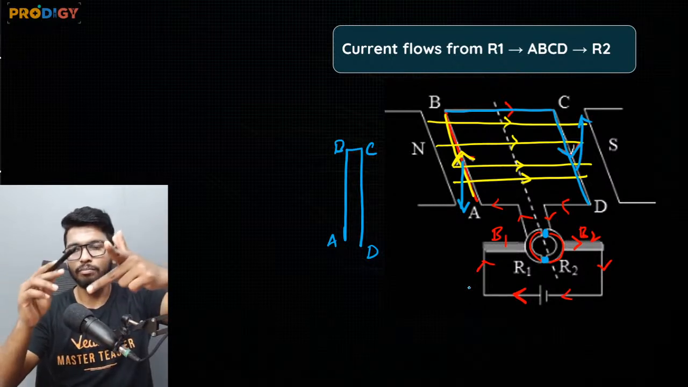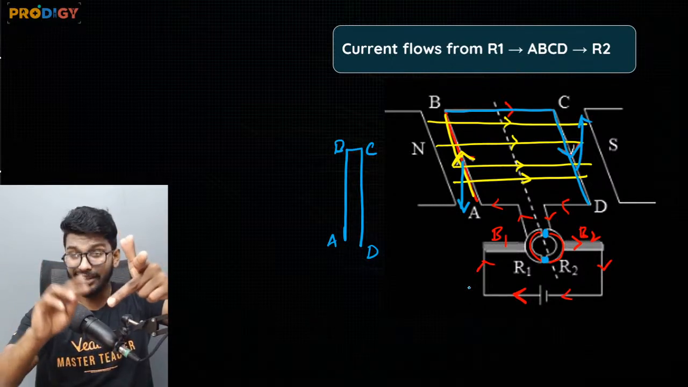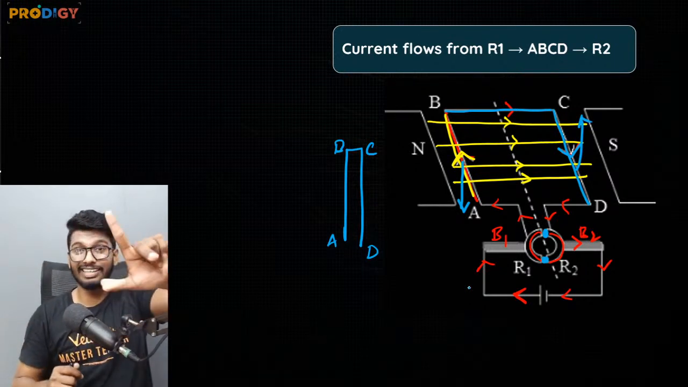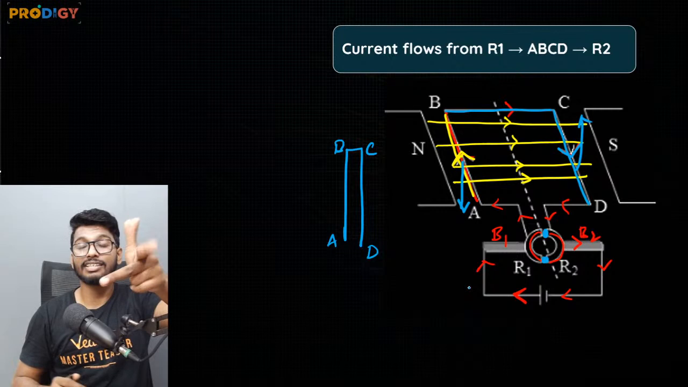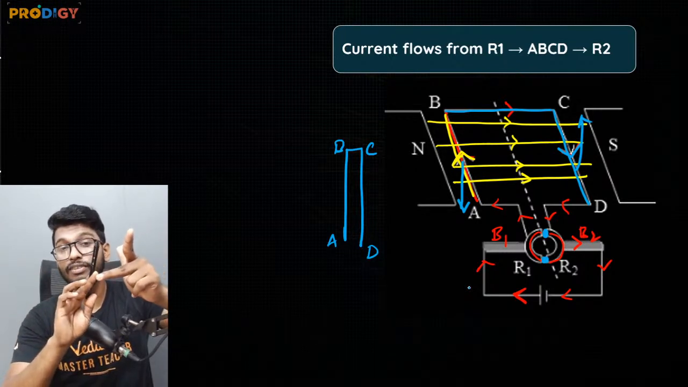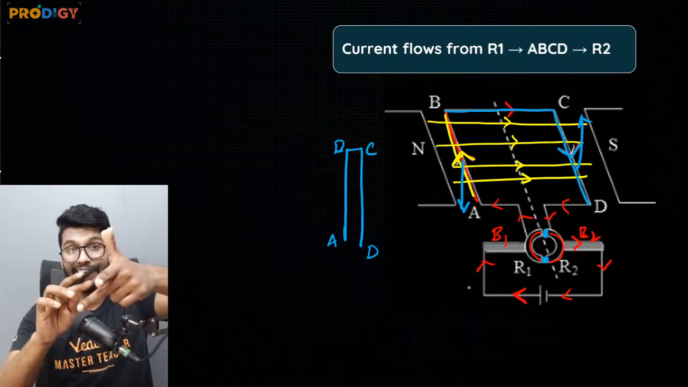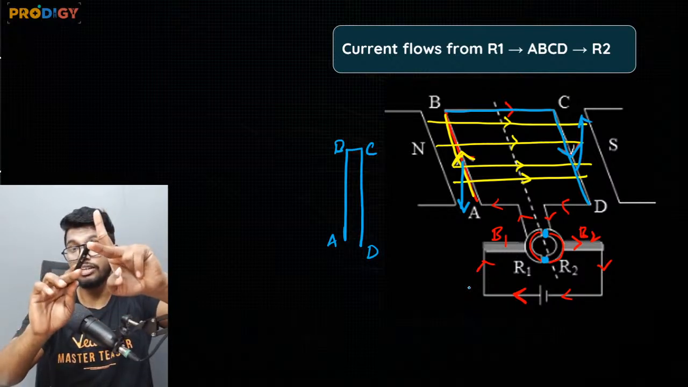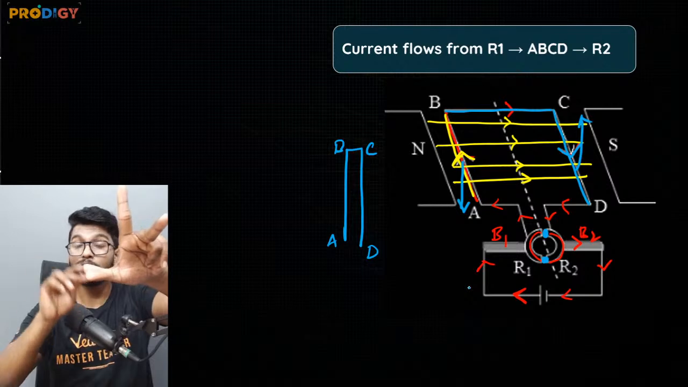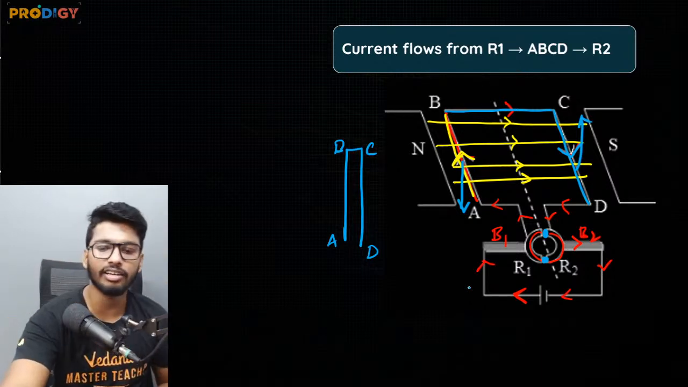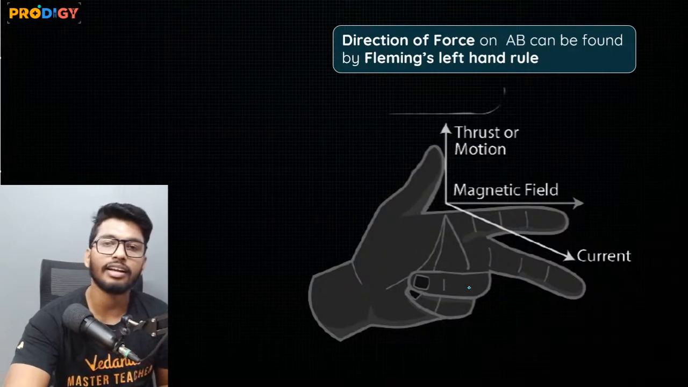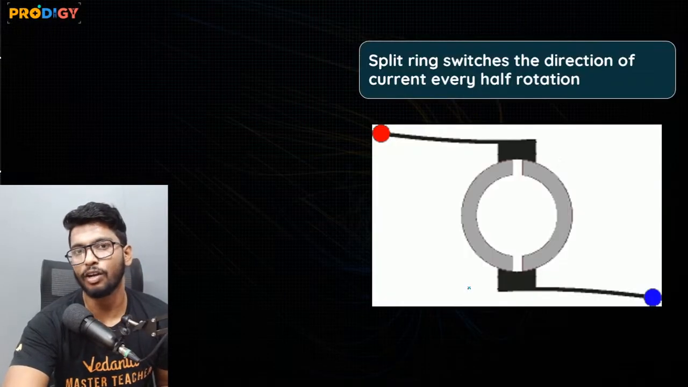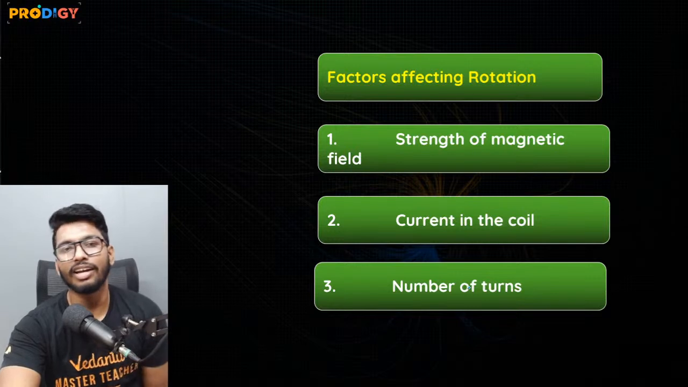When you extend your index finger, middle finger and thumb in such a way that they're all perpendicular to each other, all 90 degrees to each other, your index finger shows the direction of the magnetic field, your middle finger shows the direction of the current, and your thumb shows the direction of the force on the current carrying conductor. So basically using this rule, we are making all of this work. So that is what it depends on.